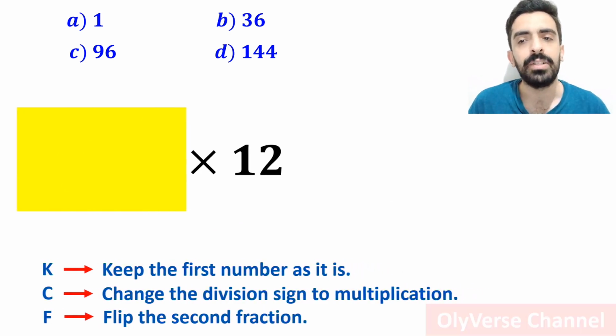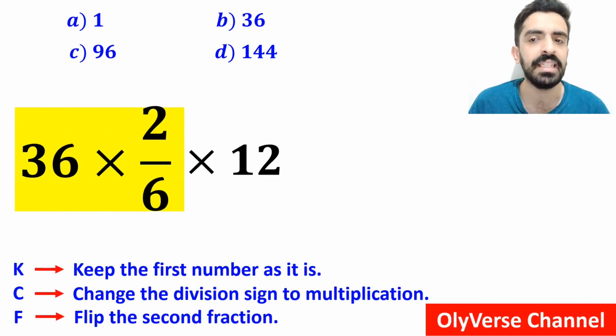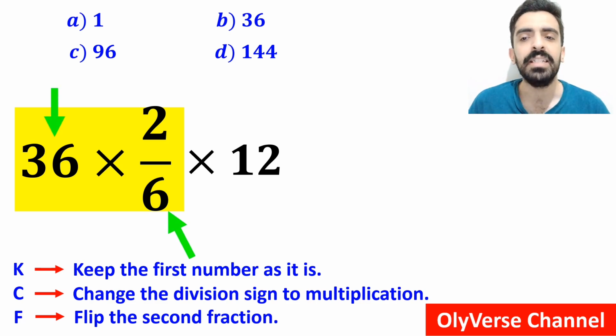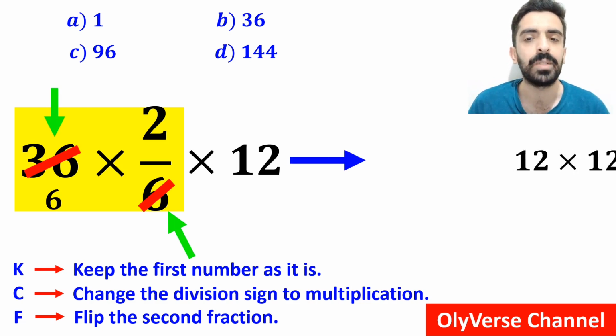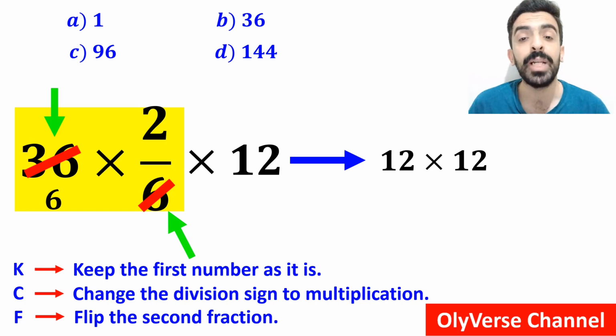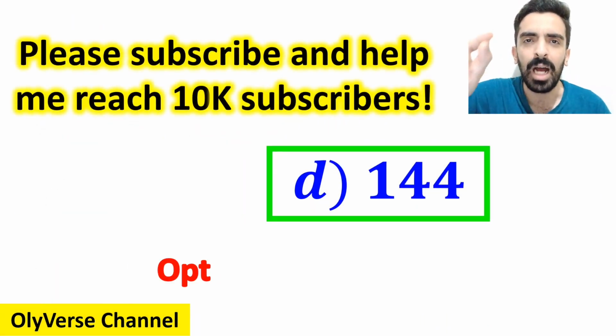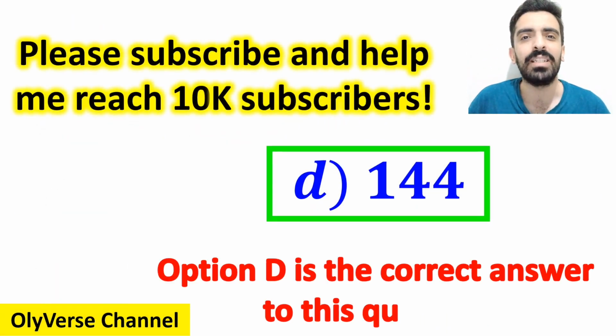So, we remove the highlighted part and write this expression as 36 multiplied by 2 over 6. Now, we can easily simplify the number 36 with the 6 in the denominator, and instead of this expression, we can write 12 multiplied by 12, which finally gives us the answer 144. That's great. Option D is the correct answer to this question.